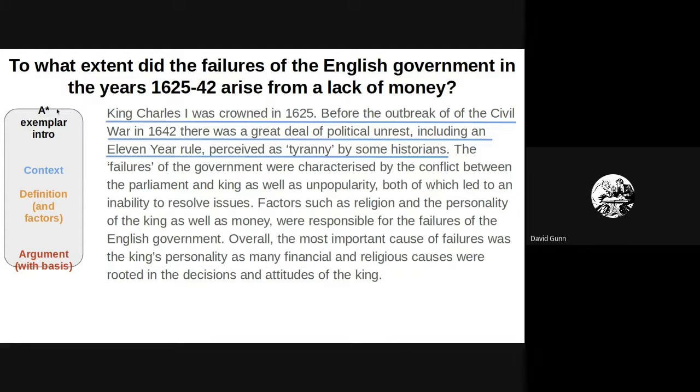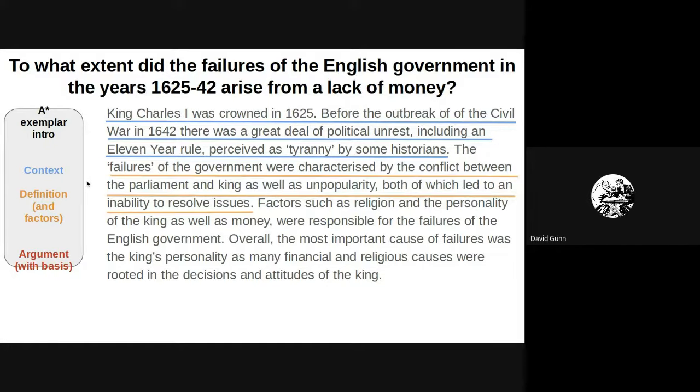The failures of the government were characterized by the conflict between the Parliament and the King, as well as unpopularity, both of which led to an inability to resolve issues. So can you see how they've defined failures of the English government? That's the key term in the question.